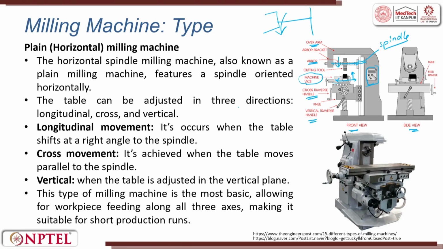The table can be adjusted in 3 directions: longitudinal, cross and vertical. So, you try to get x, y and z movement. You can try to have any 2 movements, and depending upon the 2 movements, you will try to get a taper. The longitudinal movement occurs when the table shifts at a right angle to the spindle. The cross movement is achieved when the table moves parallel to the spindle. The vertical is adjusted in the vertical plane when the table moves against the cutter.